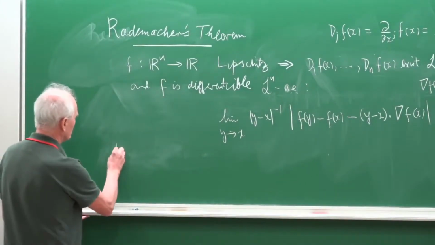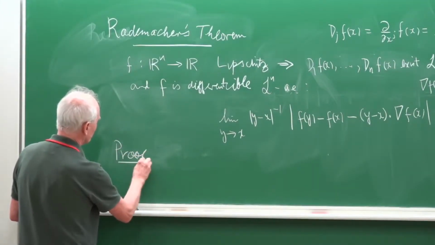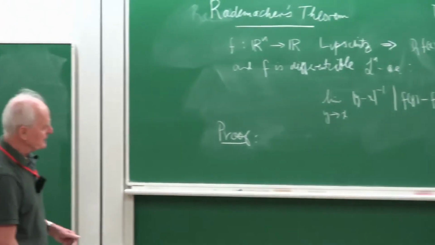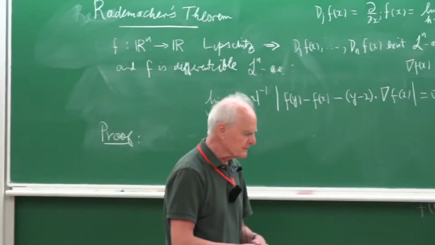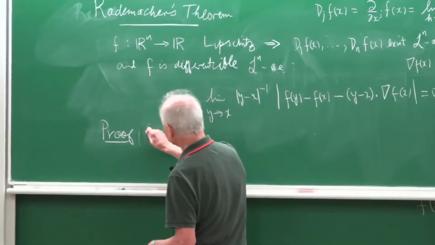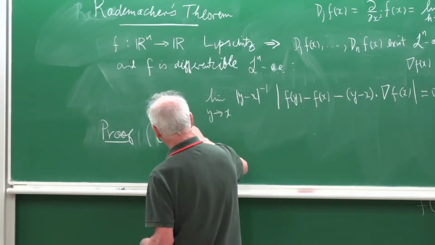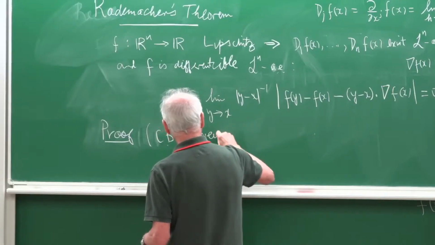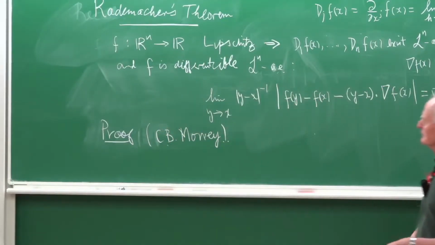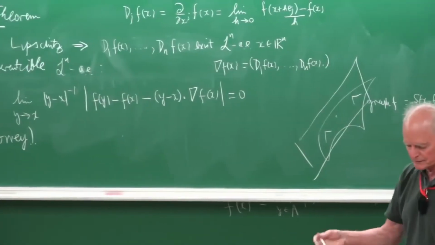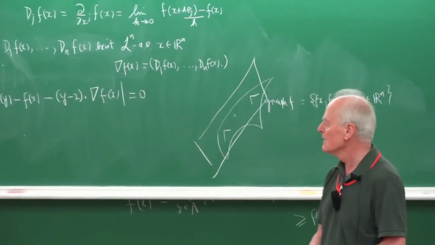So first thing is, let's talk about directional derivatives. The proof is actually based on using directional derivatives. This proof, by the way, is due to C. B. Morrey, famous American mathematician who died only around 15 years or so ago. He was a professor at UC Berkeley, famous for his work on partial differential equations.